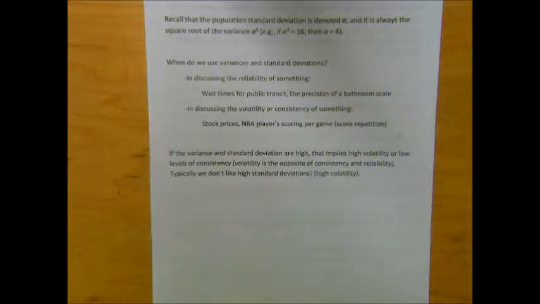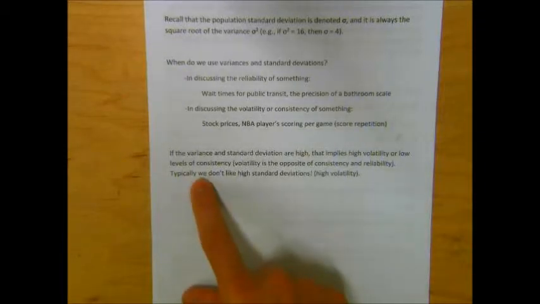In general, if the variance and standard deviation are high, that implies high volatility or low levels of consistency. Note that volatility is the opposite of consistency and reliability, and all of these things we can talk about using standard deviations and variances. Typically, we don't like high standard deviations. High standard deviation means volatile. It means there's no consistency. Those are things we don't enjoy as human beings because we can't plan for the future.